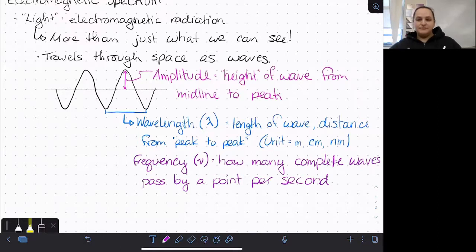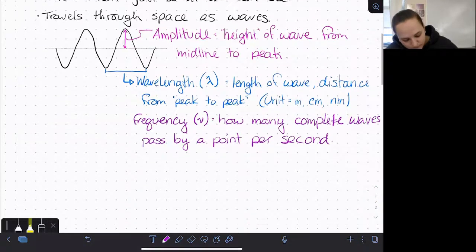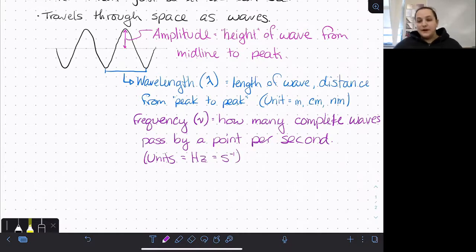So if you imagine standing somewhere, standing still, and a wave is passing by you, the frequency is measuring how many complete oscillations make it past you every second. So the frequency has units known as hertz, which is the same thing as inverse seconds. So it is very literally per second how many waves are passing by a particular point.